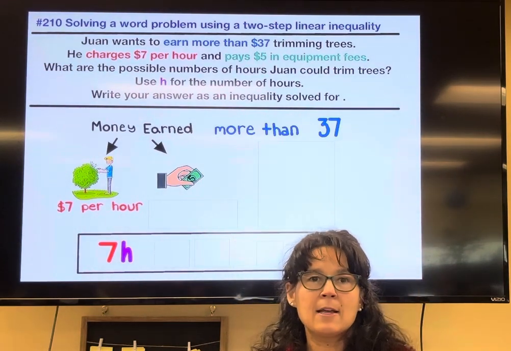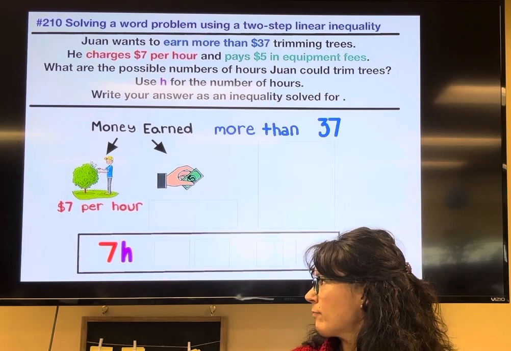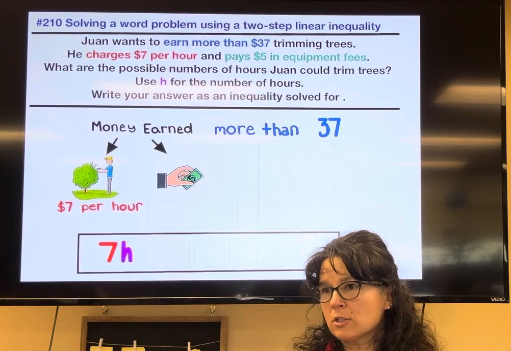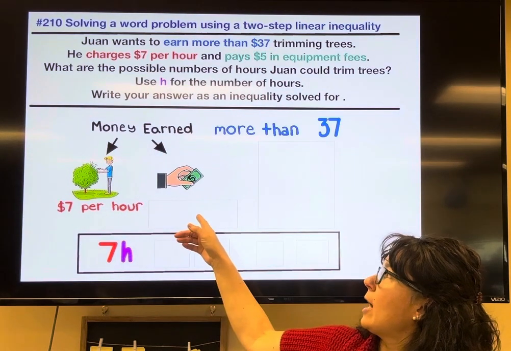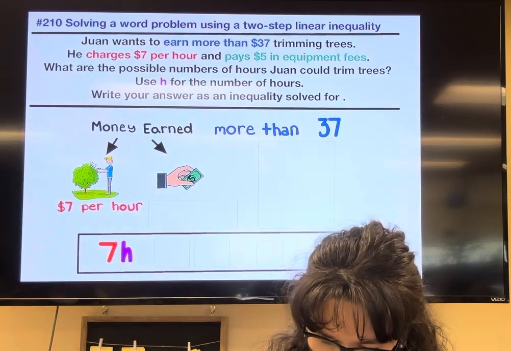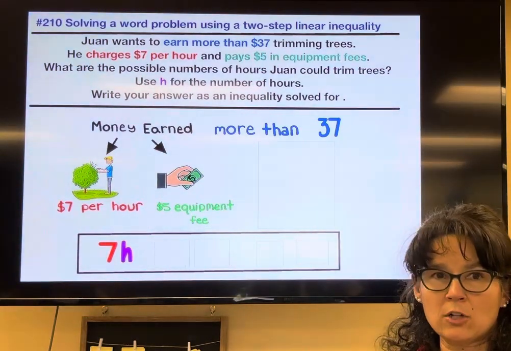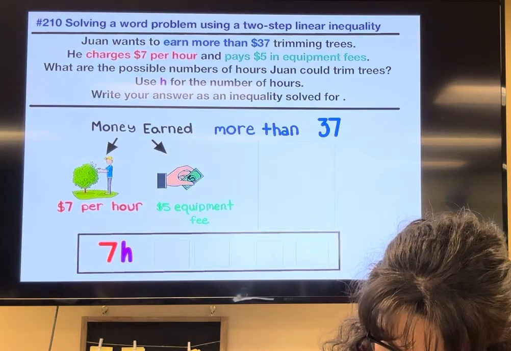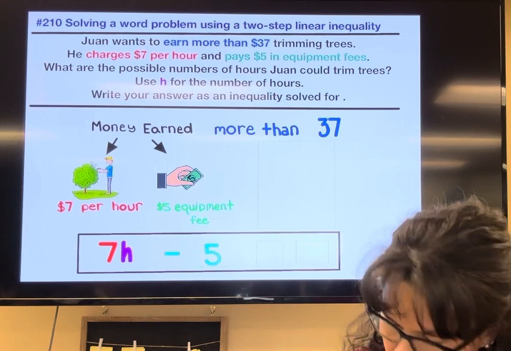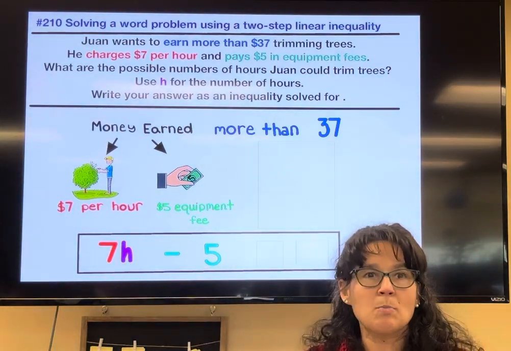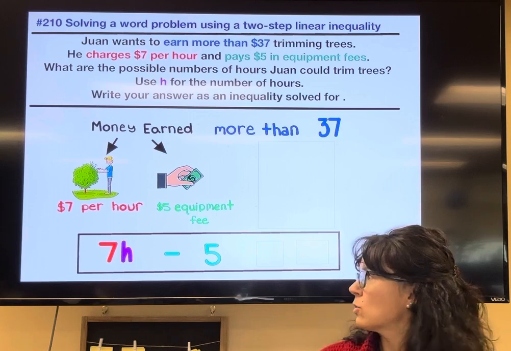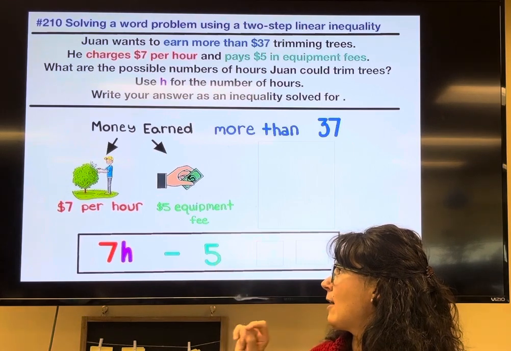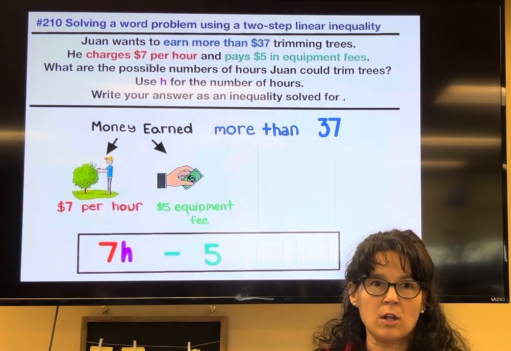So let's just pretend that he works for 5 hours. 7 times 5, we've brought in $35. But we're going to have to pay to rent the equipment, and it said the equipment fee is $5. So I'm gonna have to subtract out $5. And now this is really how much money has come in. So if I go 7 hours, 7 times 7 is 49, minus $5, and that's only $44.